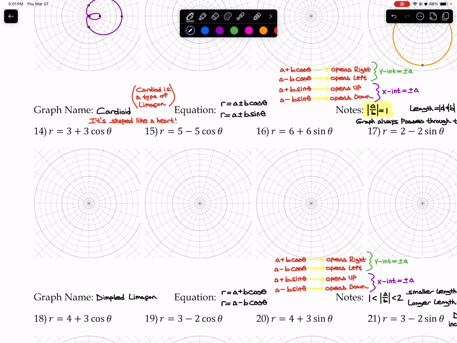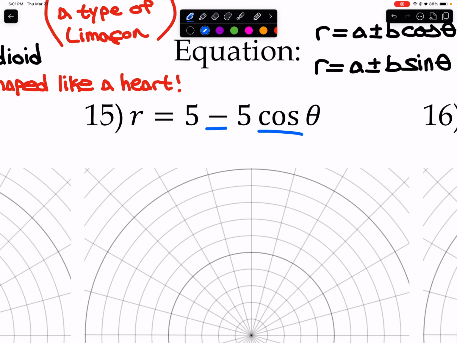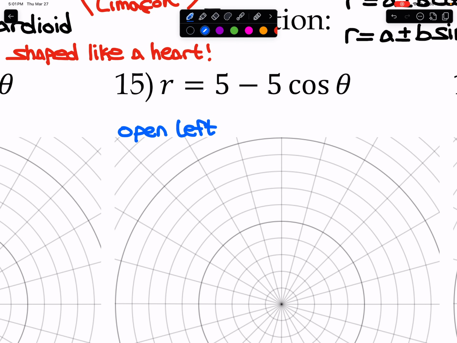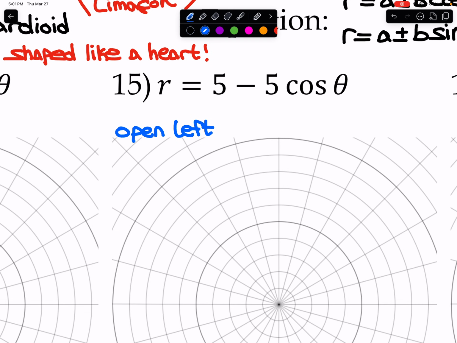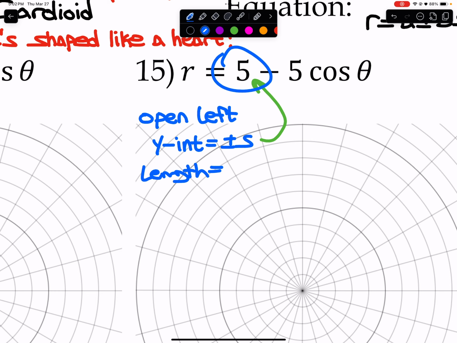So let's do 15. With 15, because we have a negative cosine, that tells me it's going to open left. And then, because we are dealing with a cosine equation, that tells me that we have y-intercepts, which are going to happen at plus or minus 5, which we get from your A value. And then the length of the longer side is going to come from adding the A and the B value together. So I want 5 plus 5, because we're doing the absolute value, which is going to be 10.